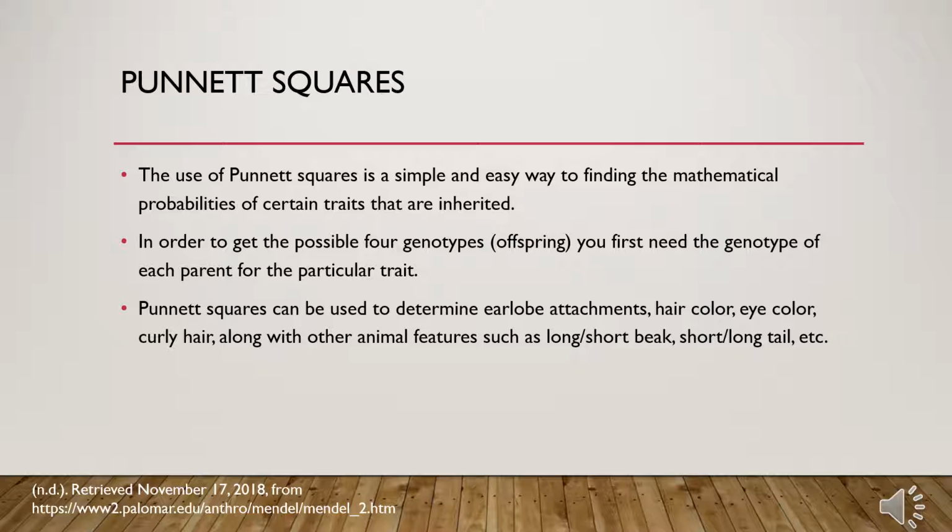Now we're going to be talking about Punnett squares, which are a simple and easy way of finding the mathematical probabilities of certain traits that are inherited. For this, we need one genotype from one parent and another genotype from another parent regarding a specific trait. Punnett squares can be used to determine different factors like earlobe attachment, hair color, curly hair, having autism inherited, bipolar disorder inherited. It basically determines the probability of each and every trait a person has.